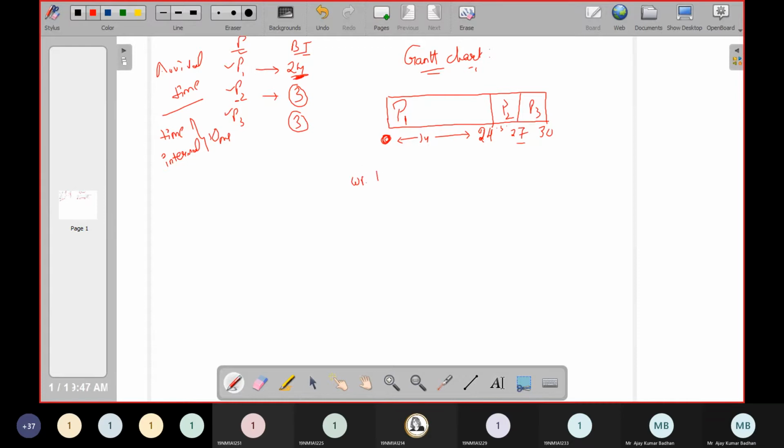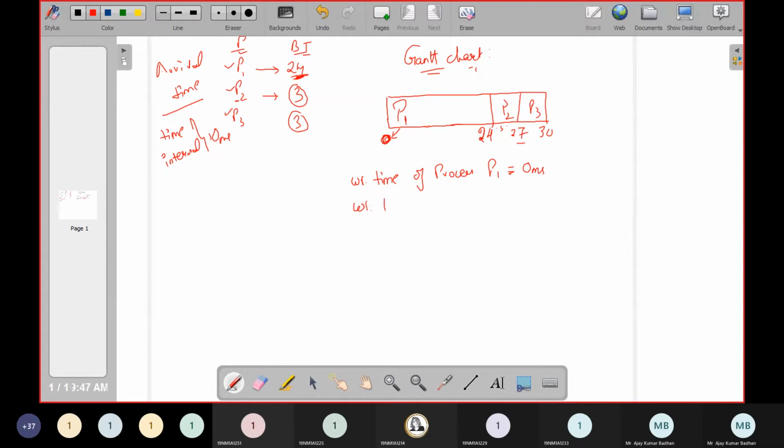Now if I ask you what is the waiting time of process P1, how do we identify it? If you are using a Gantt chart, it's very easy. Simply look at the leftmost point of that particular process. P1 leftmost is 0. So the waiting time for process P1 is 0 milliseconds.